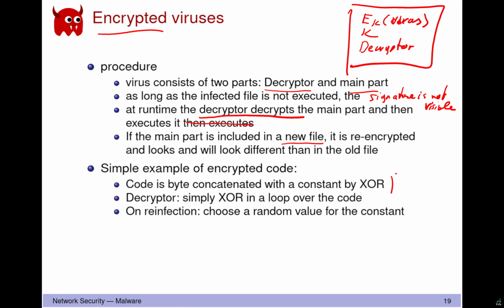Simple example of encryption code, you take an XOR with this key and the decryptor simply loops over the code and XORs it with the key. You don't have to make it too complicated. So how do you detect now the virus? Or how do you detect now that there's something malicious ongoing? If this is what is stored in the file, obviously there's the regular code. Basically, once the virus is called, it calls the decryptor to take the key and to decrypt the virus. So how do we detect now the virus and its maliciousness?